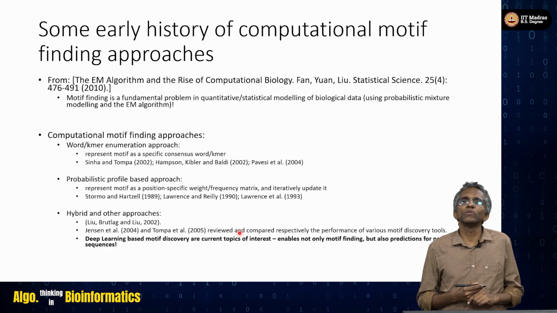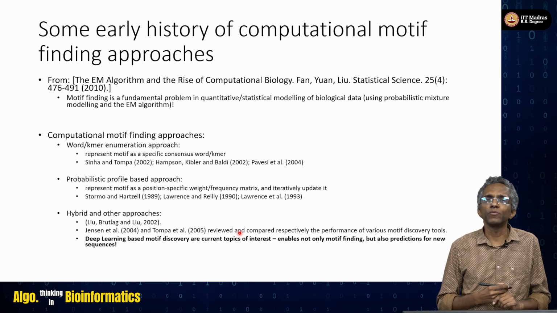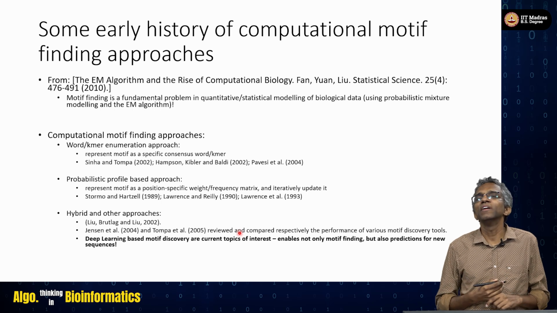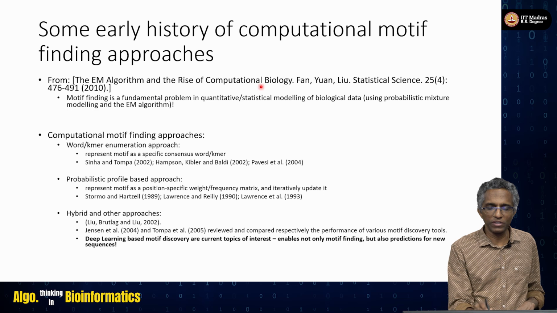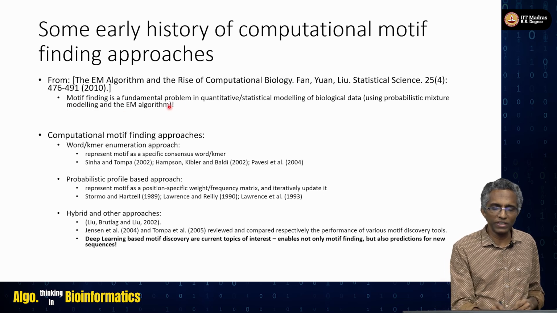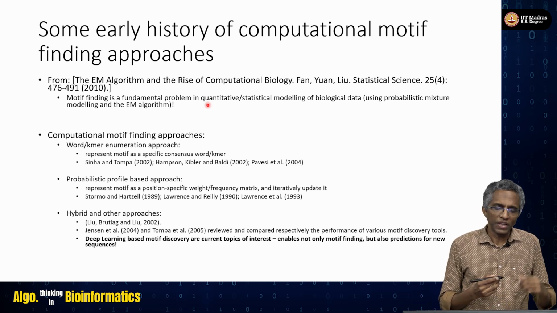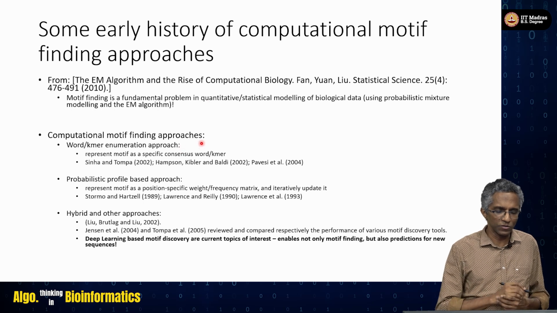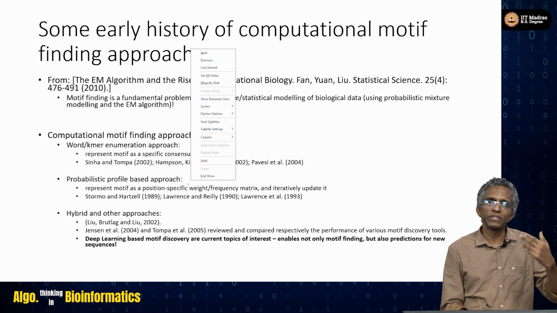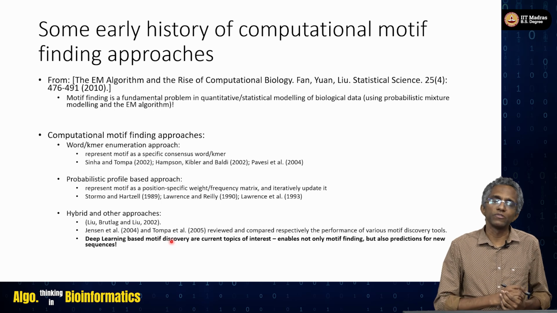Before we go to our deep learning solution, it is good to remind ourselves of some early history of this motif finding problem. The reason we keep revisiting this problem, for the third time in this course, is that, as I have said before, there is a paper on the EM algorithm and the rise of computational biology which says that motif finding is a very fundamental problem in statistical modeling of biological data, and so it is a very central problem in bioinformatics. Many approaches have been taken: consensus or string-based approaches, probabilistic approaches using randomized or Gibbs sampling-based algorithms, and these more recent approaches. Today we are going to look at deep learning based approaches to motif finding.